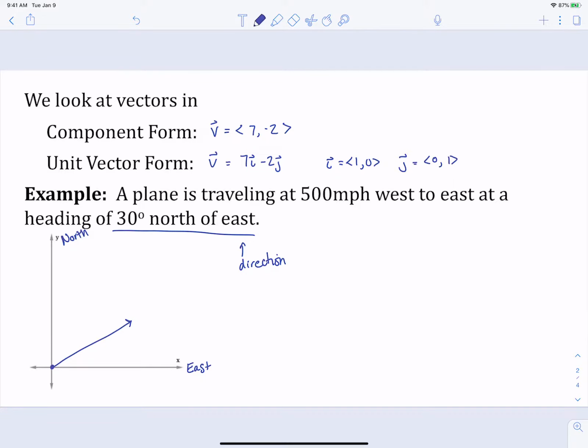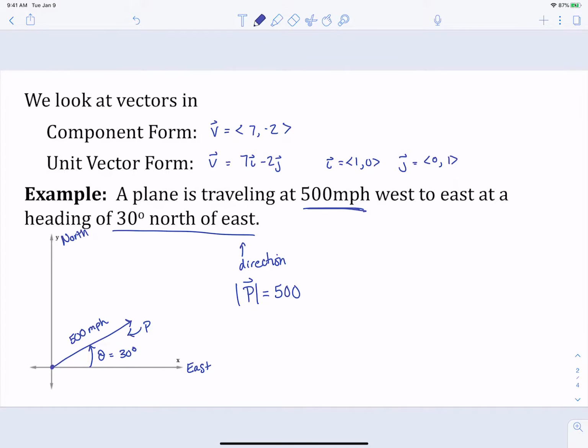And so we're going this way. And this angle that we're making with east here is 30 degrees. And then our magnitude is actually going to be this speed here. So we are going 500 miles per hour, and that is going to be our magnitude. If we call this P, just giving it a name for plane maybe, its magnitude is going to be that speed, 500.